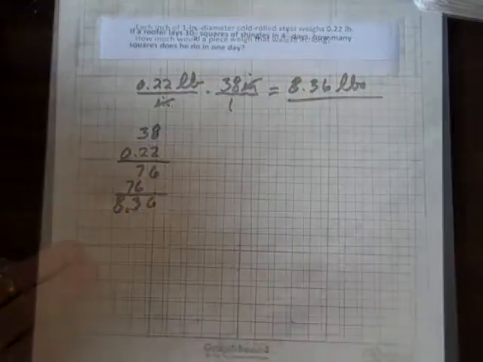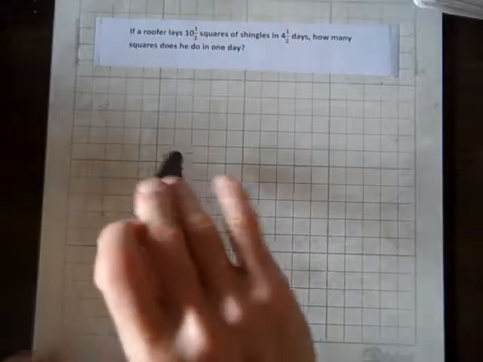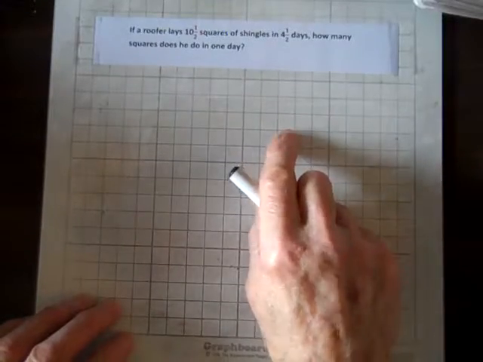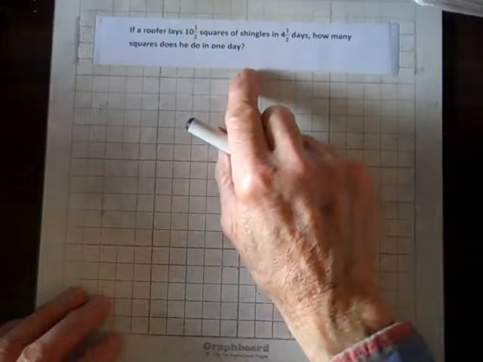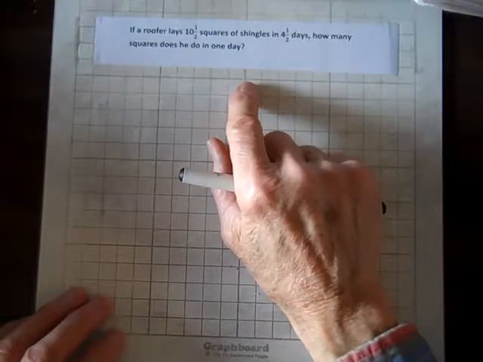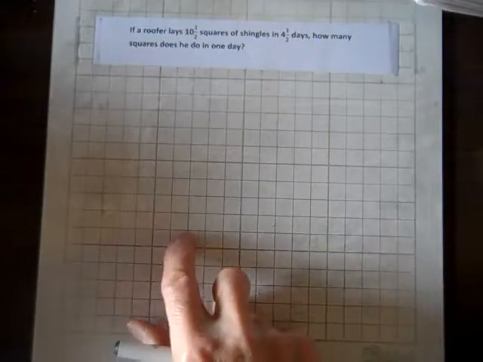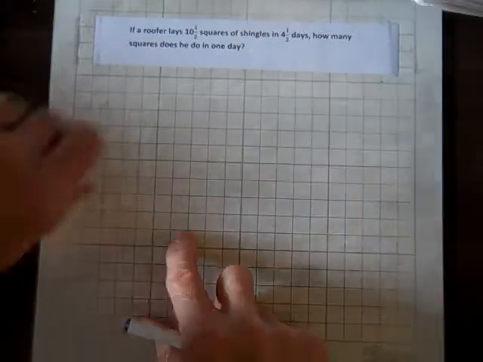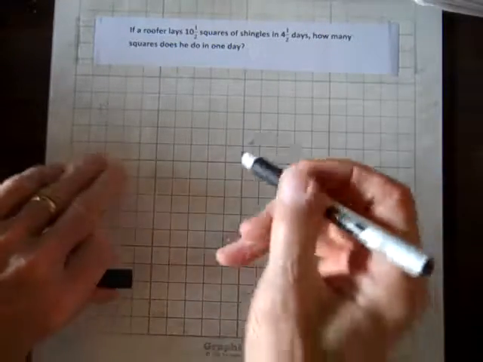Good, we've done it. Okay, our problem now is, let's see, if a roofer lays 10.5 squares of shingles in 4.5 days, how many squares does he do in 1 day? Well, that sounds like a division problem to me.